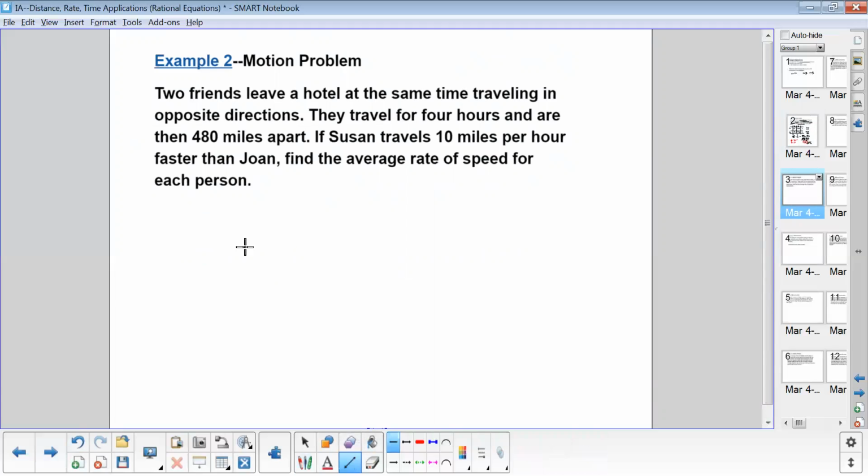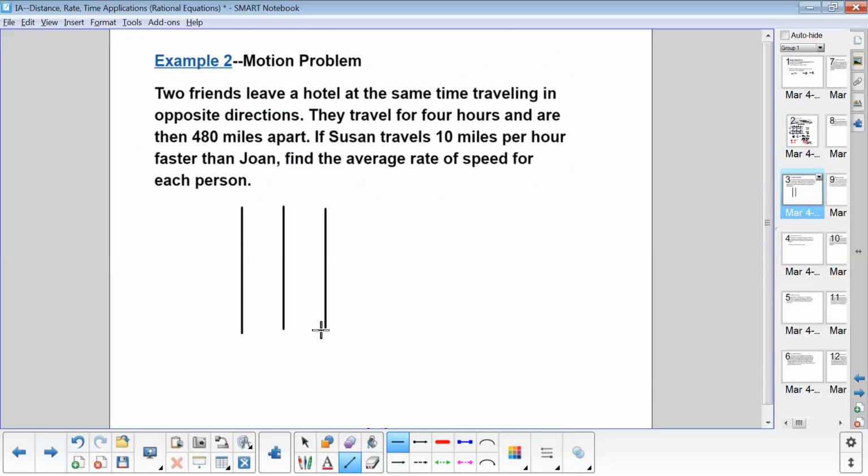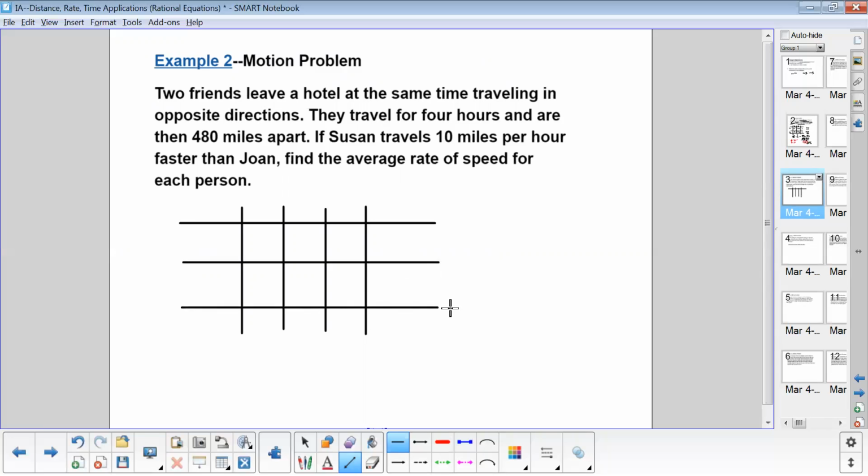So take the same type of problem, organize it the same way. Two friends leave a hotel, so I'm going to have distance, rate, time. They leave the hotel at the same time, traveling in opposite directions. They travel for 4 hours each. All right, so this would be Susan. This would be Joan. Joan travels for 4 hours. Susan travels for 4 hours.